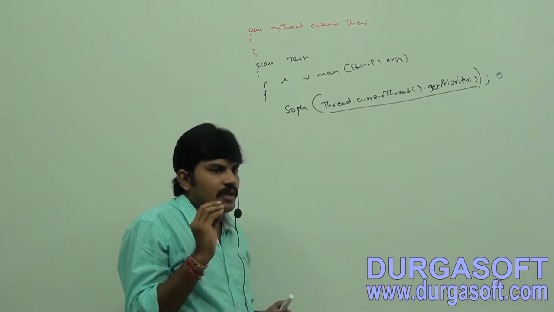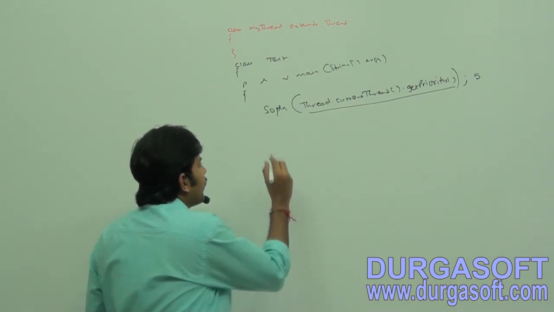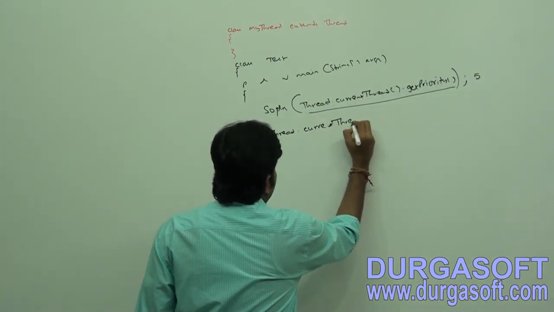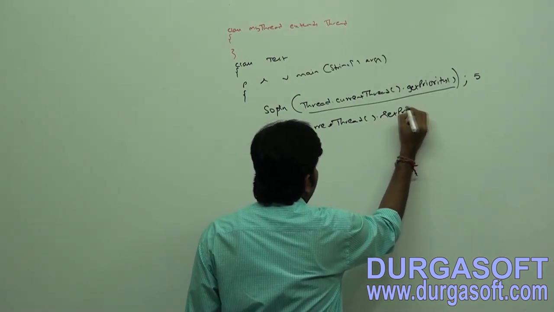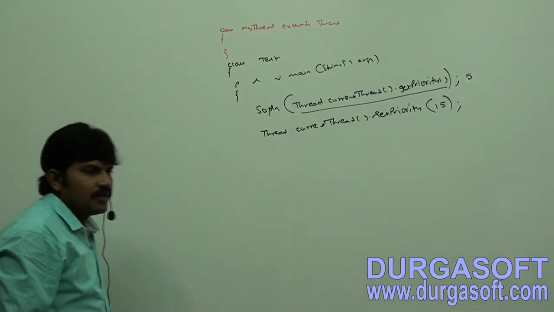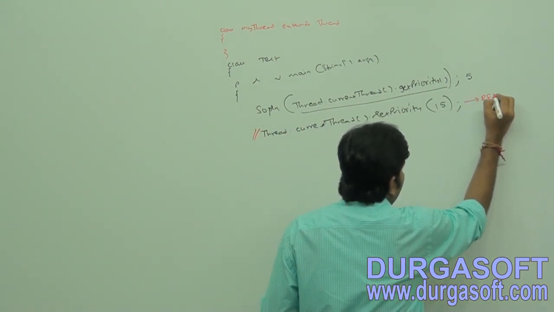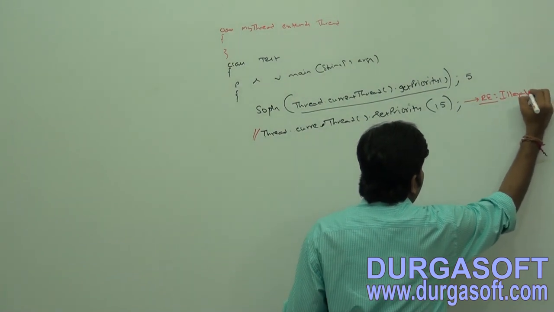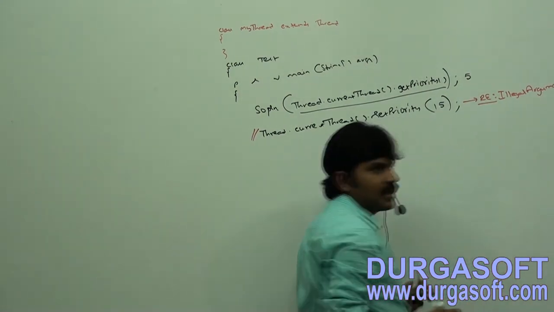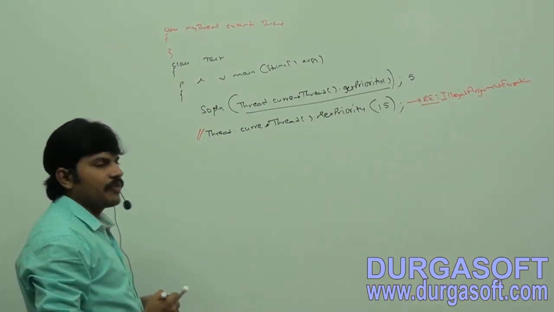Now I want to change my main thread priority to 10. Is it possible or not? Yes. What is the way? Thread.currentThread().setPriority(15), I'm going to take. Is it valid or invalid? Invalid. Do you know what will happen if I try to set 15? IllegalArgumentException. We are going to get a runtime exception, right? IllegalArgumentException, right?